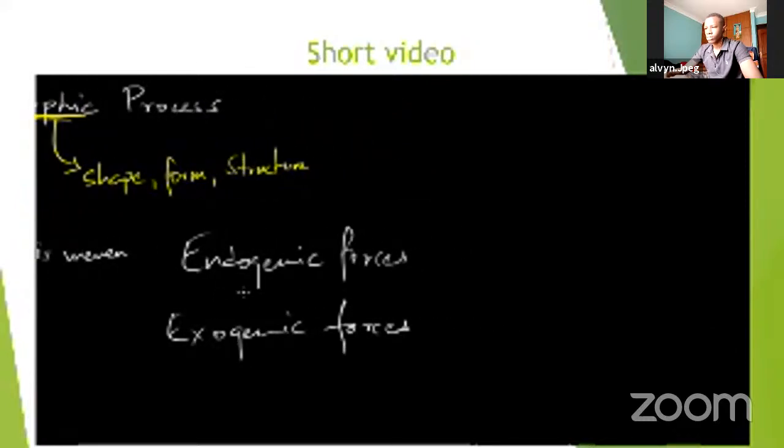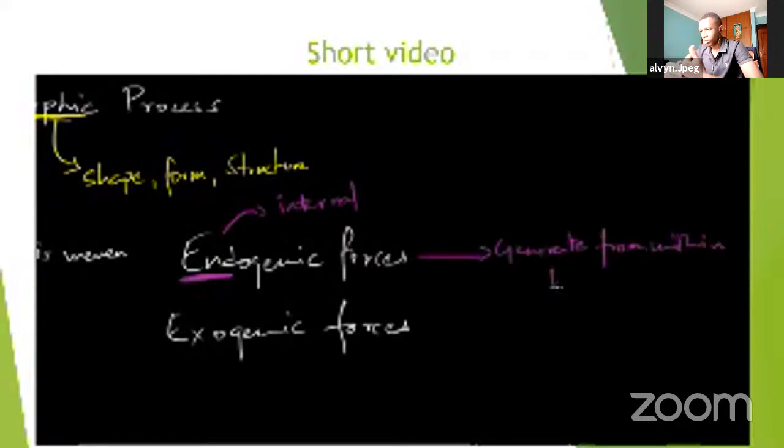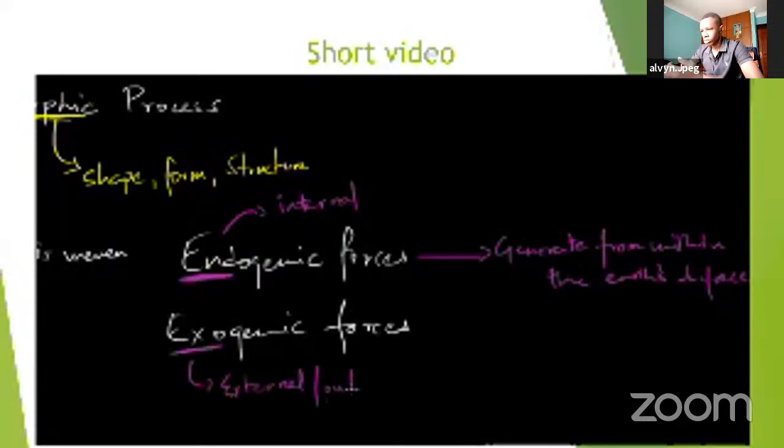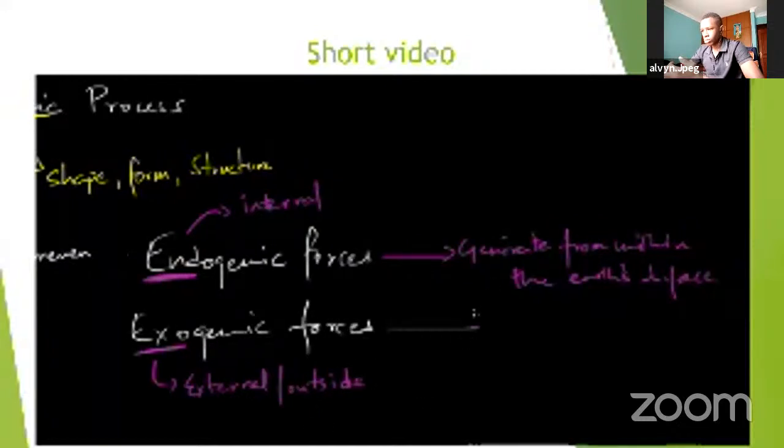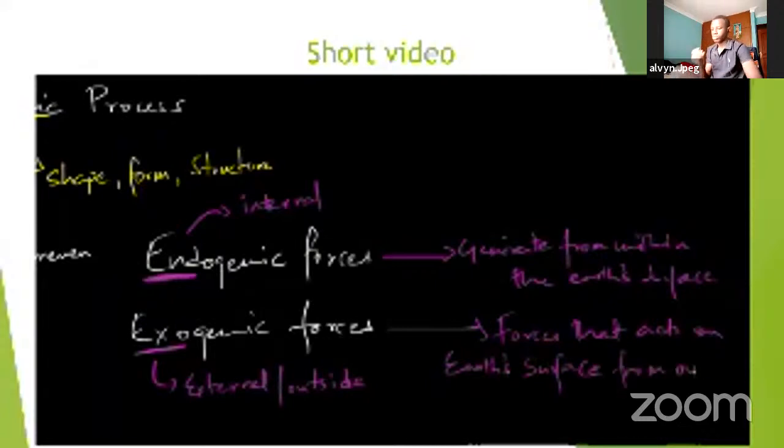To understand the word endogenic forces, we have to look at this term endogenic. The word endo stands for internal. So basically endogenic forces are internal. They are those forces that are generated within the Earth. And the term exogenic, if you look at this term, exo means external or outside. So exogenic forces are those forces that act on the Earth's surface from outside. So always remember, endo means internal and exo means external.